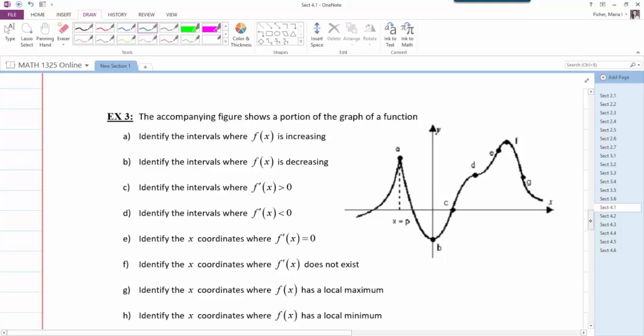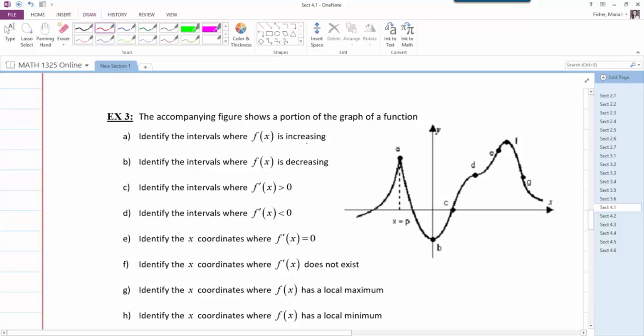Now number 3 is saying that the accompanying figure shows a portion of the graph of a function. So this is the graph of f that we're given here. What we want to do is identify A through H using this graph. For part A, identify the intervals where your function is increasing.